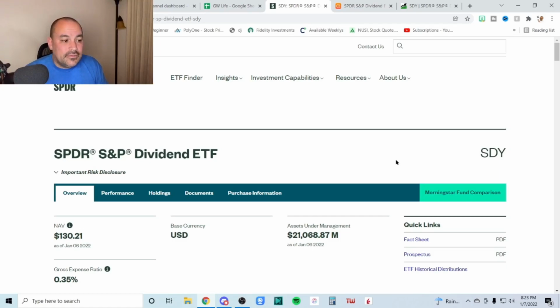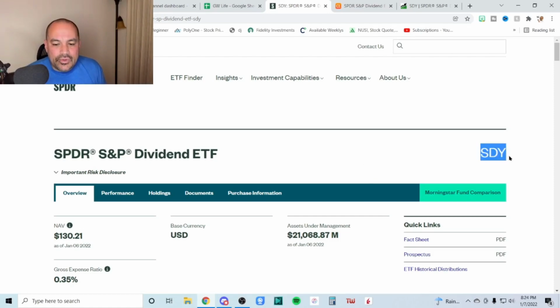I've got to tell you, I'm impressed with State Street's website. I wish every website was like this. I don't have to go through a whole bunch of different things. It's all on one page and it's really nicely laid out. So like I said, we're just going to go through an overview. We're going to look at portfolio composition, sector allocation, dividend growth and performance, all that good stuff. So let's get into it.